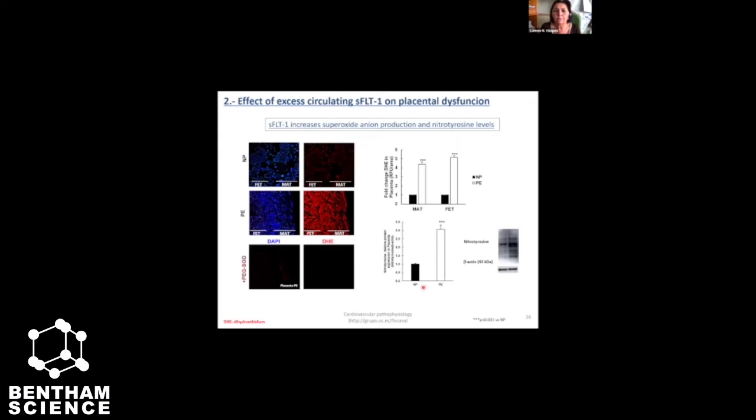Here we can see the production of superoxide anion and nitrotyrosine levels in the placenta, and we observe an increase in the production of superoxide anion in the maternal and fetal face in preeclamptic animals when compared with normal pregnant. This is the image of the preeclamptic animal. This is the image of normal pregnant. In addition, when we measured nitrotyrosine levels, these levels were increased in preeclamptic animals.